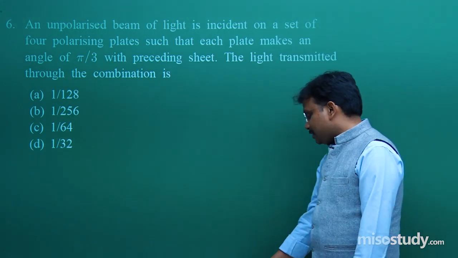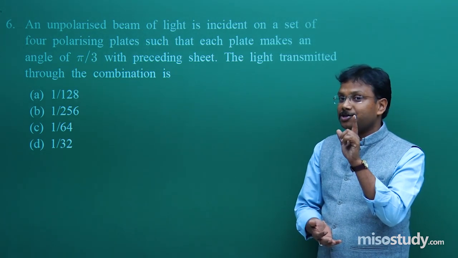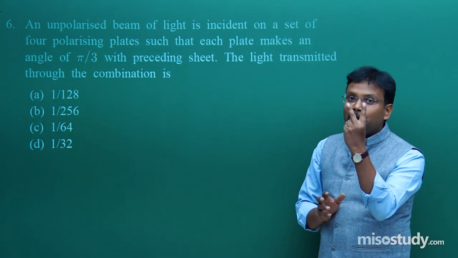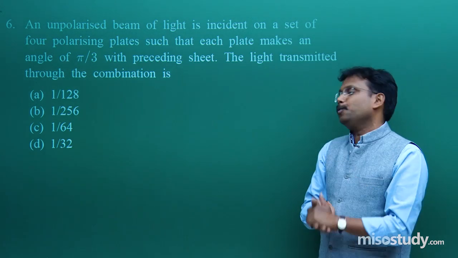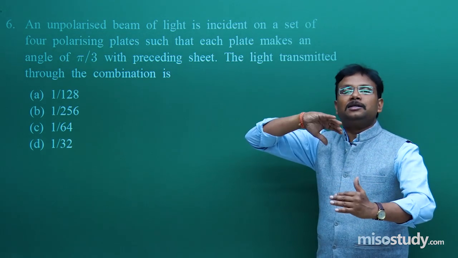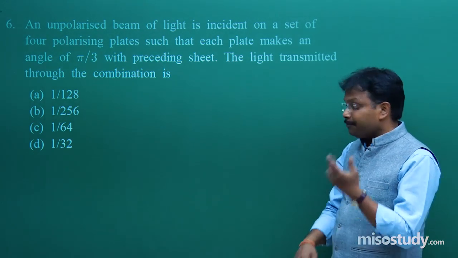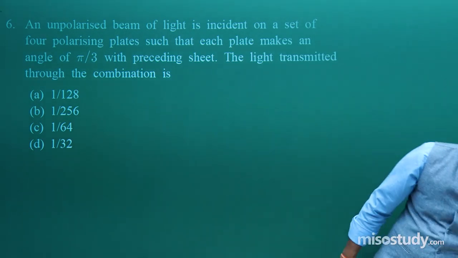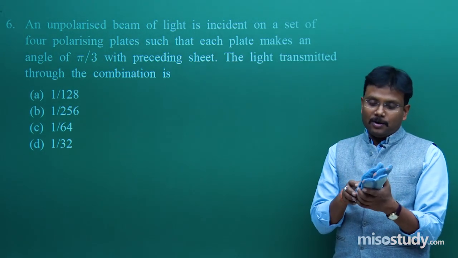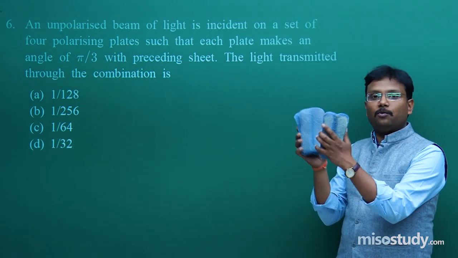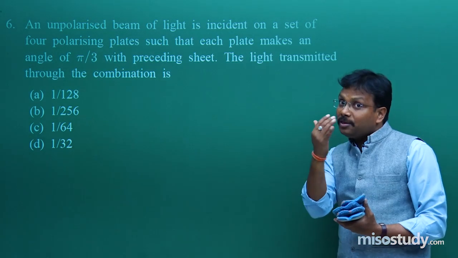Now, if you try to recall, in the previous video we started our discussion with the same type of problem, and there were 2 plates, 2 tourmaline crystals, crystal number 1, crystal number 2, C1, C2. In this I make the number 4. It may be tourmaline crystal, but there are 4 plates. 4 plates means, let me show you in this fashion. Let us say these are 4 plates, fine, arranged one after another, each plate making angle pi by 3 with the previous one.